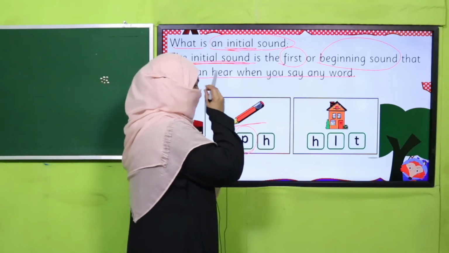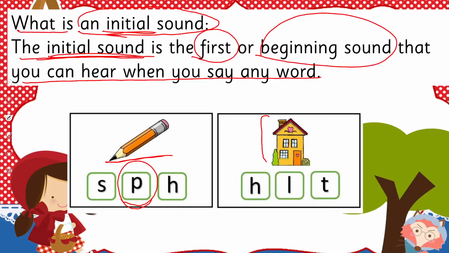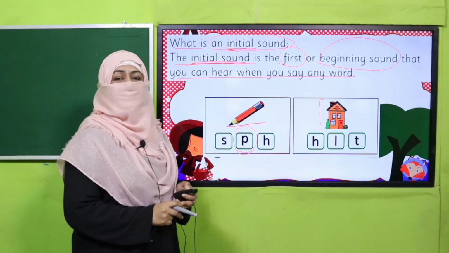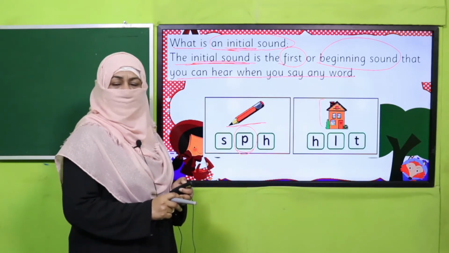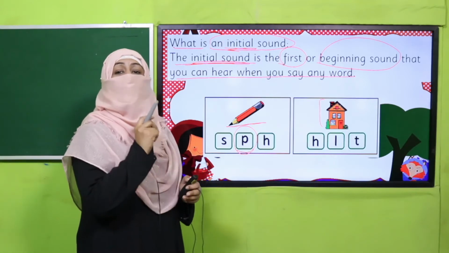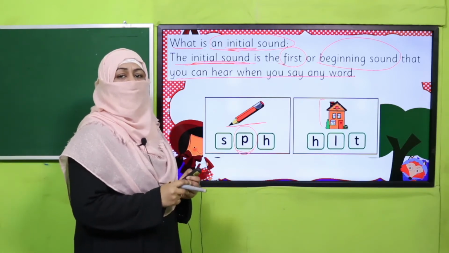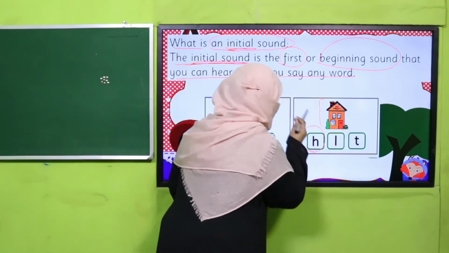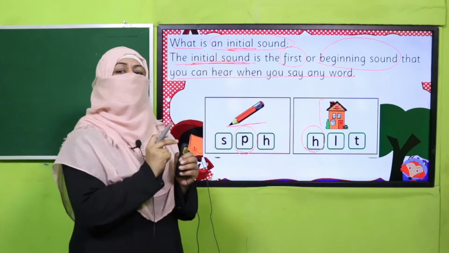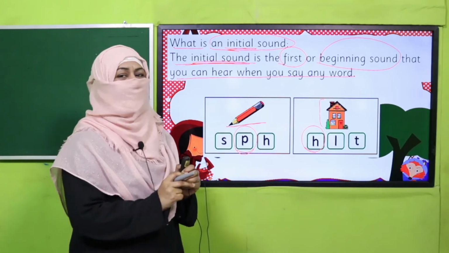Okay. This is the image of house. So when I say house, the first sound which you hear is H. So which letter sounds like this? Yes, you know, you are smart. It's letter H. This is how we recognize the initial sound of words.